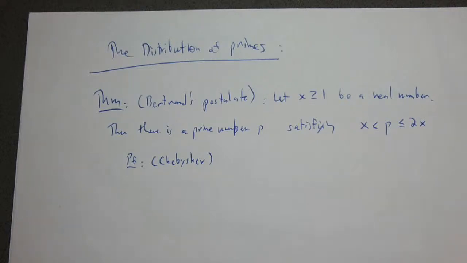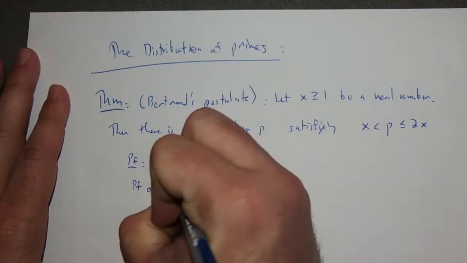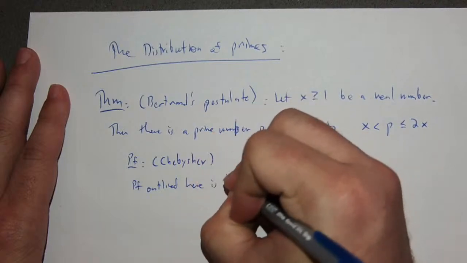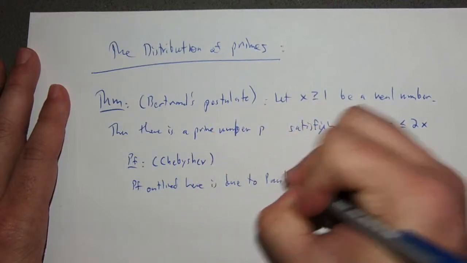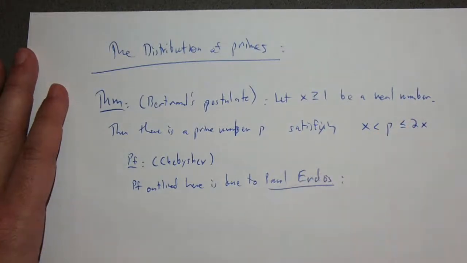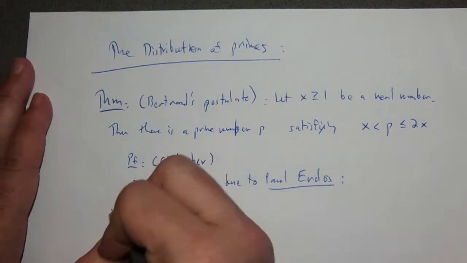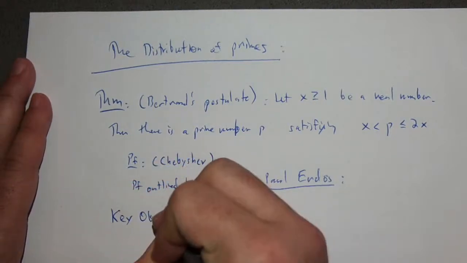So, what would the proof of something like this require? The proof that I will outline here is due to Paul Erdős, I think. And so first there is a key observation.